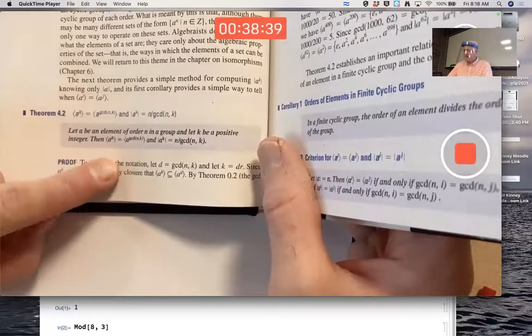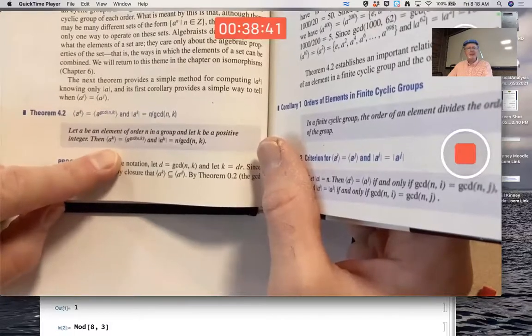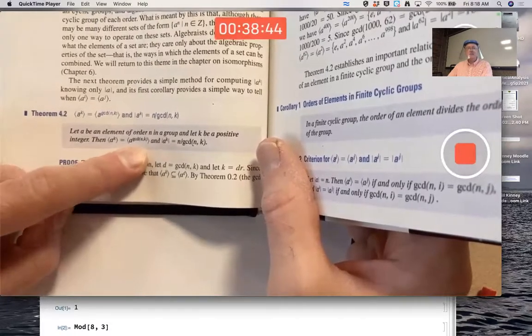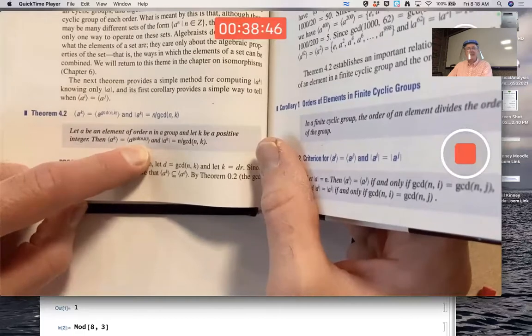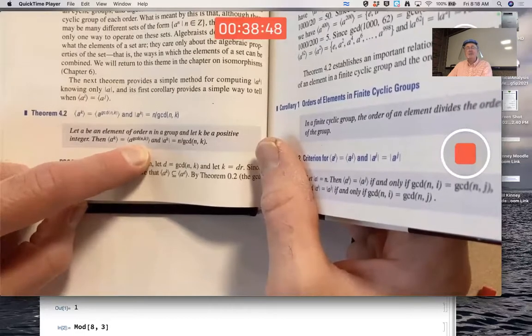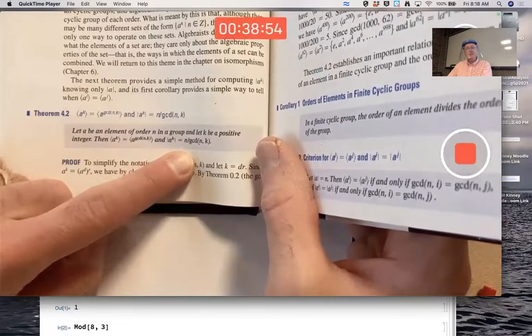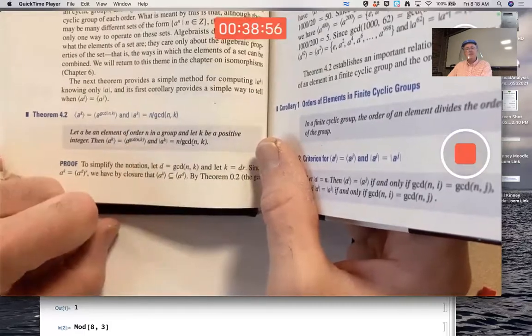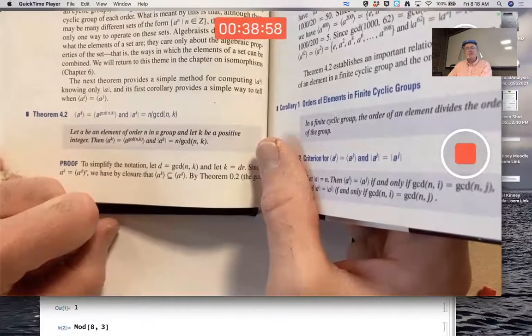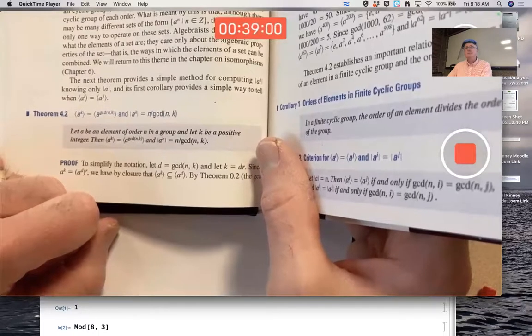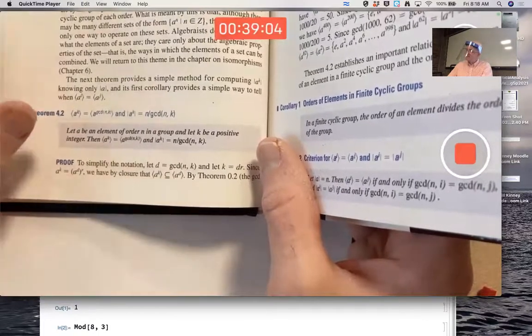Then you can say that the cyclic subgroup generated by a to the k is the same as the cyclic subgroup generated by a to the GCD of n and k power. And moreover, you can say the order of a to the k is n divided by the GCD of n and k. That's hard to wrap your mind around without thinking about examples. And yeah, the book's got examples, but make up your own.